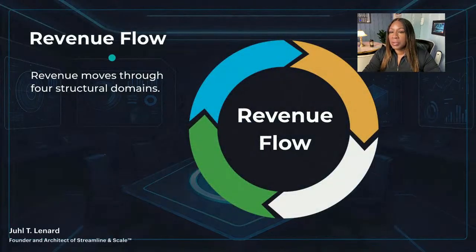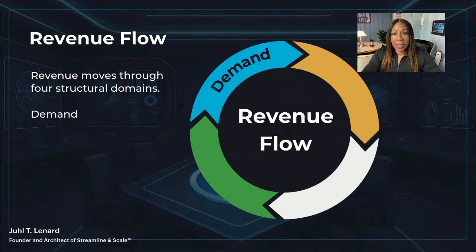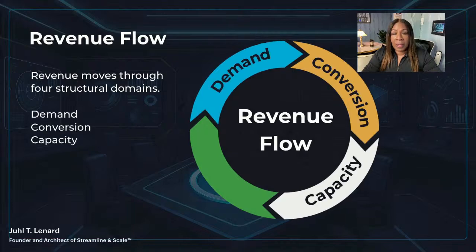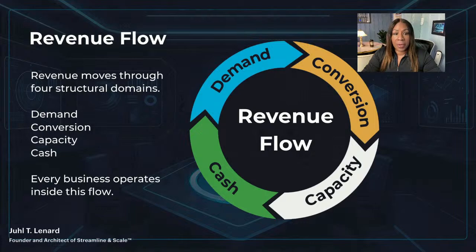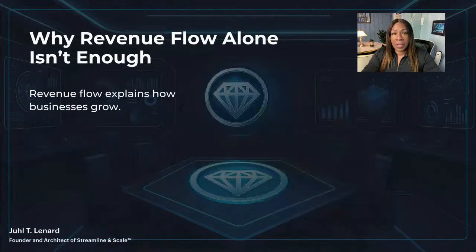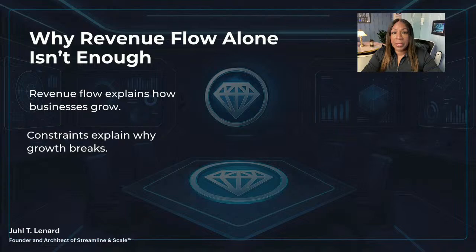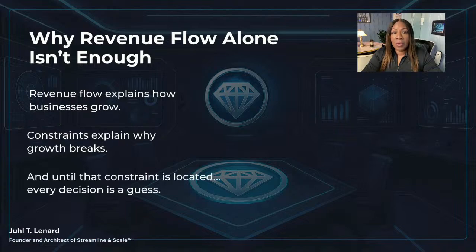So the first thing we want to understand is that for all businesses, revenue flows through 4 structural domains: demand, conversion, capacity, and cash. Every business operates inside this flow. But the flow of revenue is not enough alone, because revenue identifies how the business grows, but the constraint explains where the growth breaks. Without visibility into the constraint, until that's identified and located, everything we do is a guess.